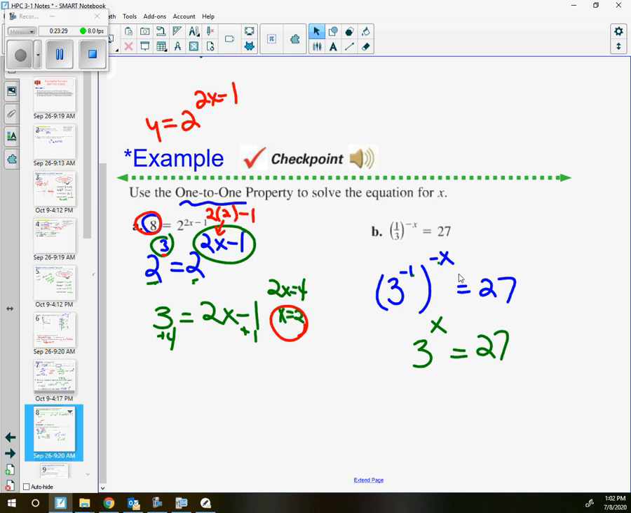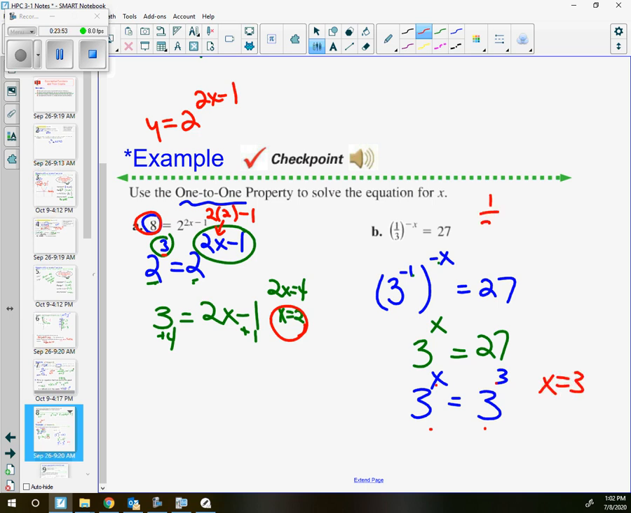So a lot of people can just kind of guess and check here. 3 to what power gives you 27? Well, 3 to the third. But that's rewriting 27 as 3 cubed, and we're using the one-to-one property. A lot of you just sort of do this naturally, but this is what you're doing. When two expressions are equivalent and their bases are the same, then their exponents have to be equal as well. So the x must be 3.